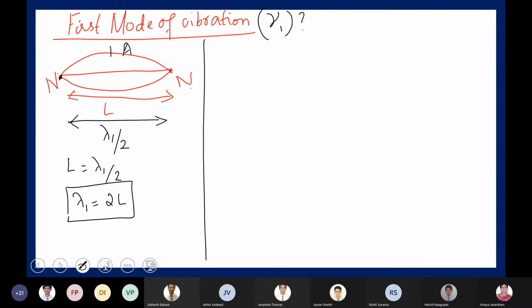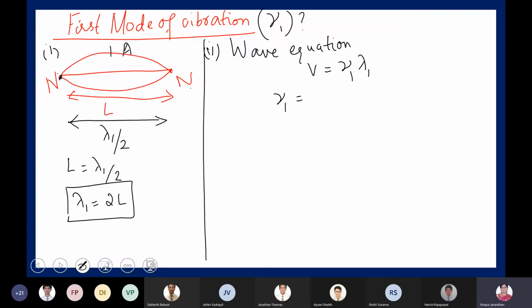Copy down. Next part, this will be the first part for this. What will be the second step for this? Wave equation. Now, according to the wave equation, you know the speed of the wave v is equal to the frequency times wavelength, v is equal to nu lambda, right, boss? So what is your aim? Your aim is to find nu 1. What is nu 1? V by lambda 1, right? So what is the velocity, boys? What did you have for velocity?